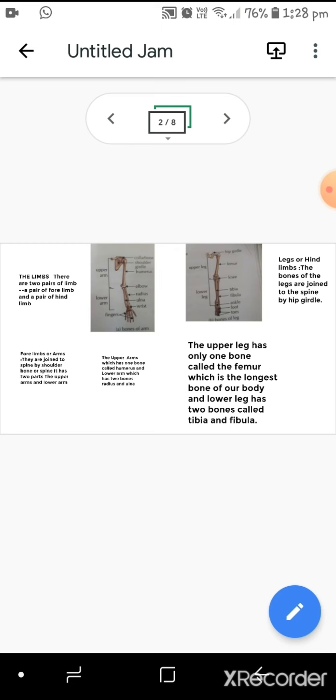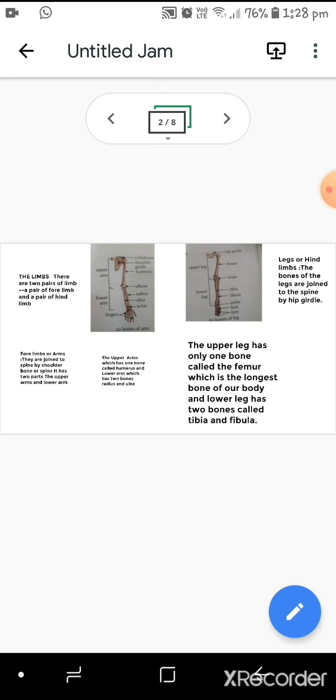Our upper arm has only one bone, called the humerus, and the lower arm has two bones called radius and ulna. The bones of the arms are joined to the spine by the shoulder girdle and the collar bone. The next is your hind limbs or the legs. Legs also have two parts. The upper leg is made up of only one bone, the femur or thigh bone, which is the longest bone of our body, and the lower leg has two bones called tibia and fibula.